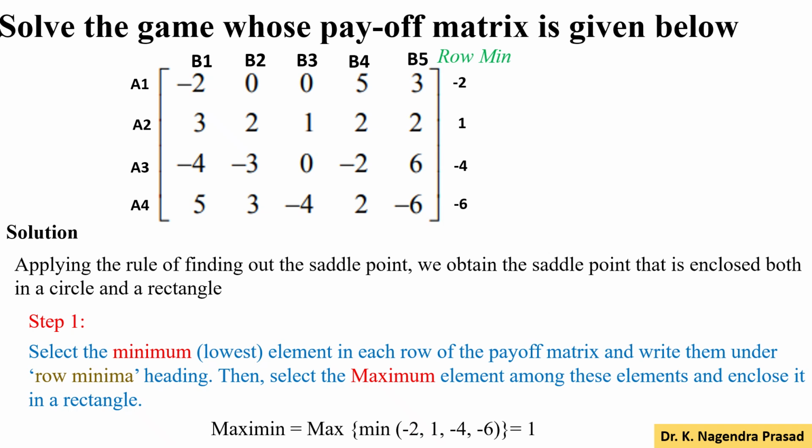Next, we have to select the maximum value among these minimum elements. So here the minimum elements are -2, 1, -4 and -6. Among these elements, we have to select the maximum element, that is 1. This one we are calling the Maximin. So the maximum value among the minimum elements, we are calling the Maximin. Here the Maximin value is 1. So this one is enclosed in a rectangle. This is the Maximin value.